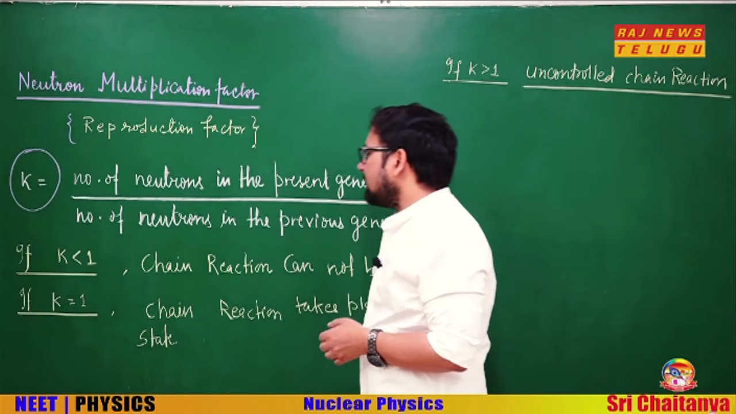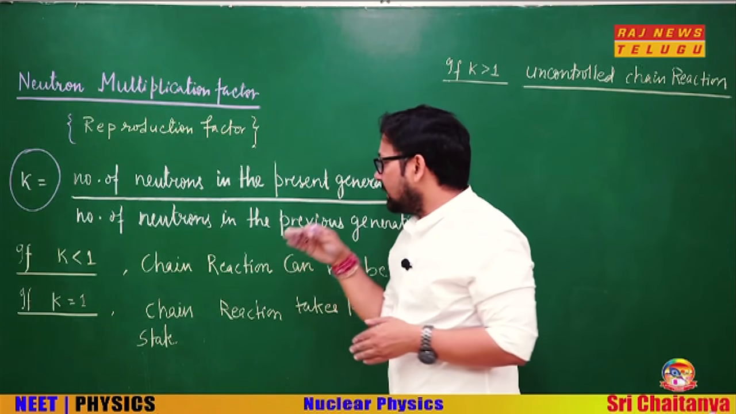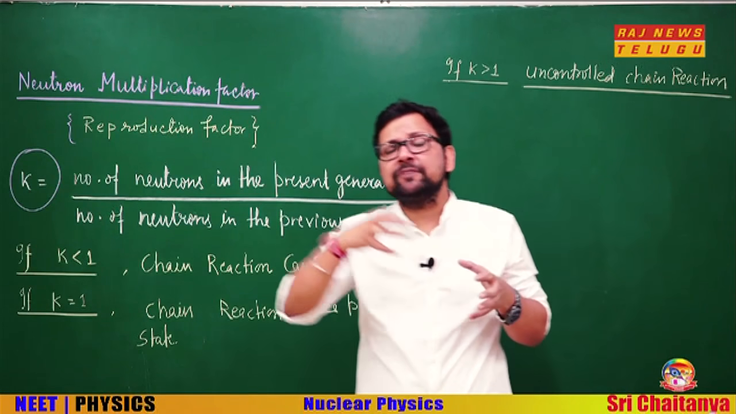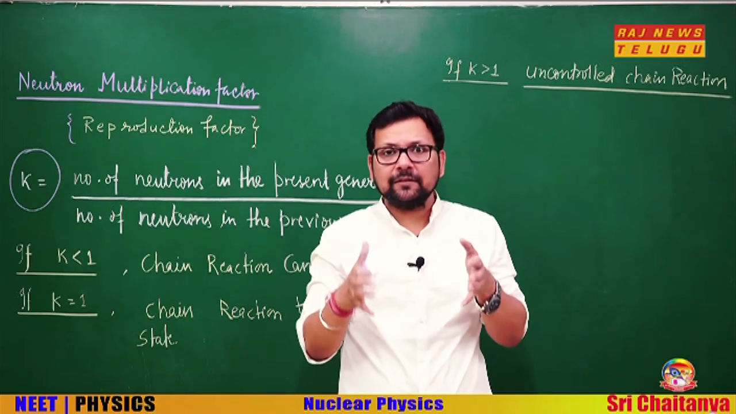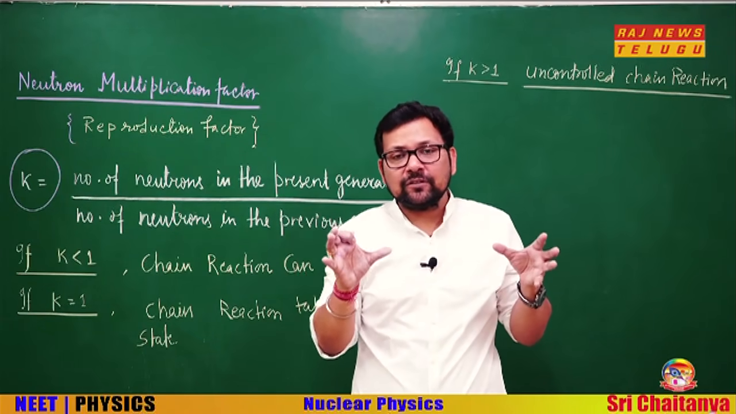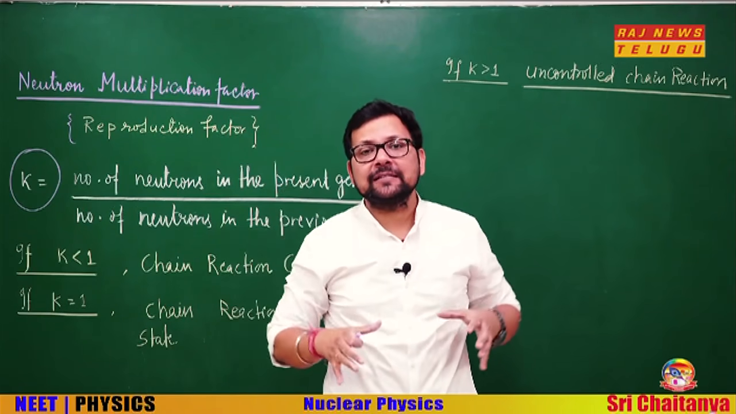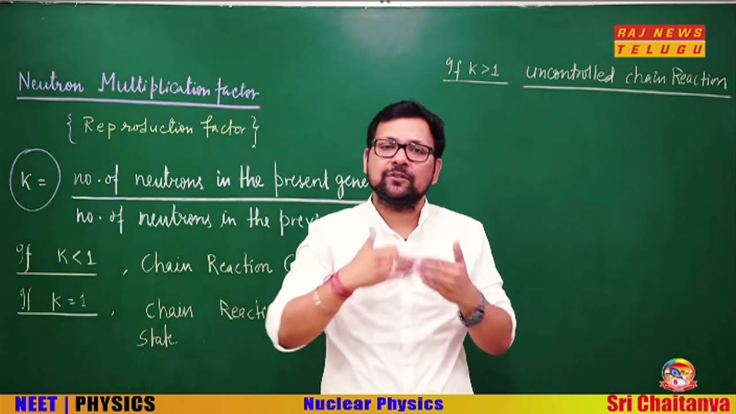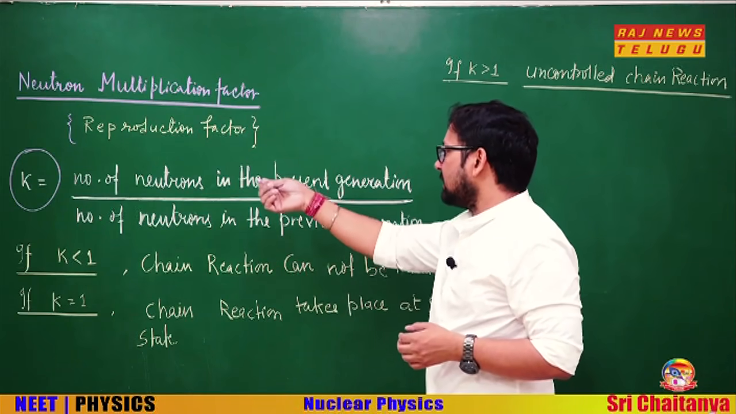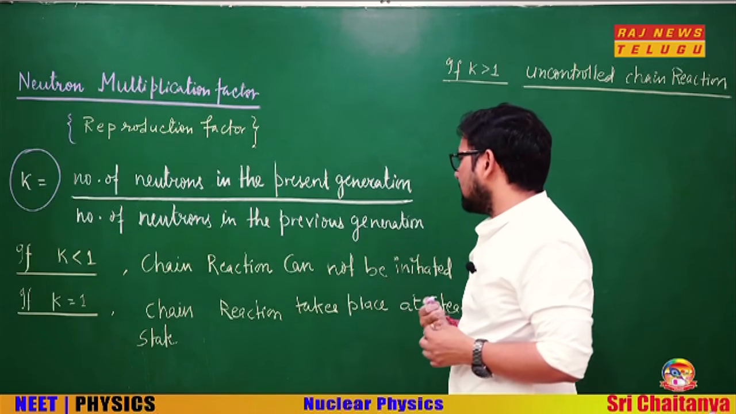So what is K? K is the number of neutrons in the present generation over the number of neutrons in the previous generation. In a chain reaction, there was a previous generation, there is a present, and then the present becomes the previous for the next. So the before was the previous generation, and what is being formed right now is the present generation, and this keeps on going.